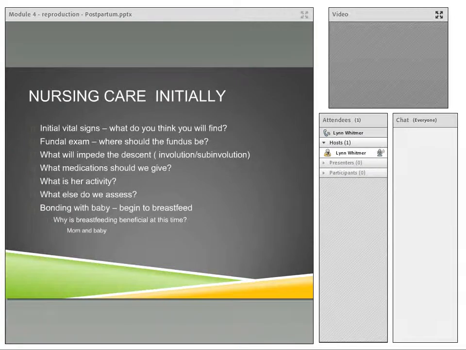Involution is the return of the uterus to the pelvis. And it takes approximately 4 to 6 weeks for the uterus to get back down to the normal size in the pelvis. When we have subinvolution, or when the uterus doesn't return down to the normal size, it is usually caused from placental fragments.